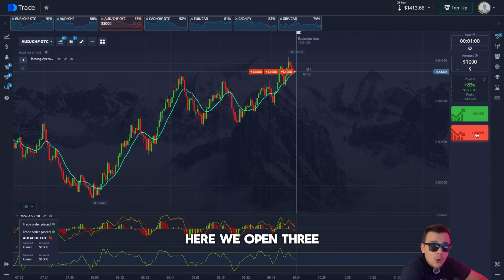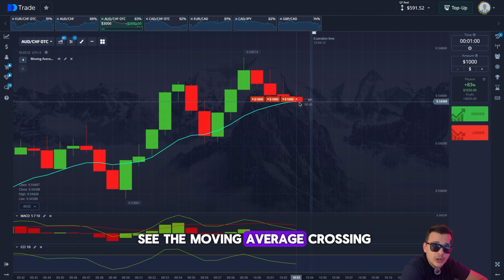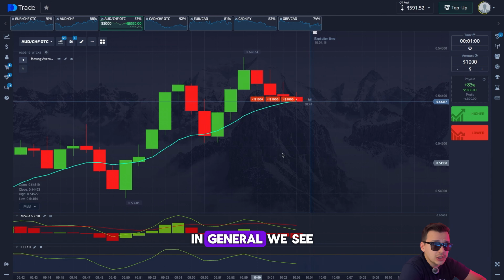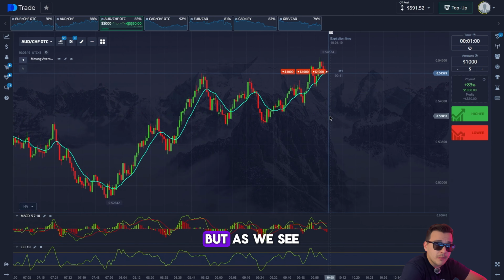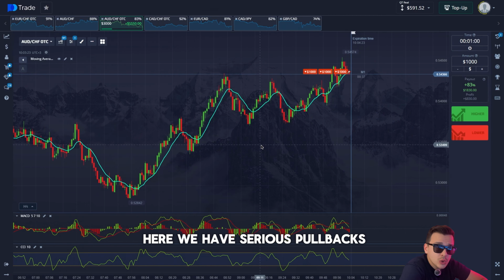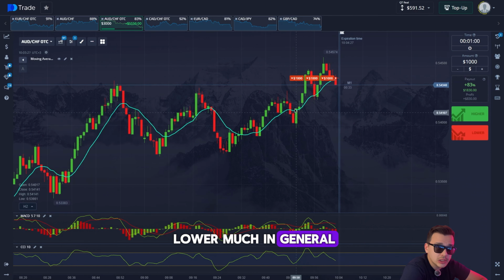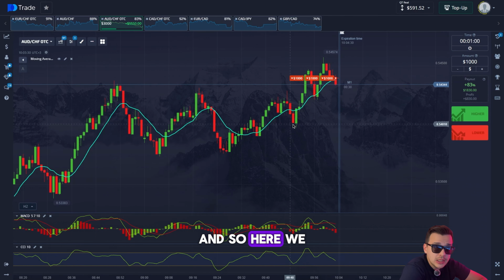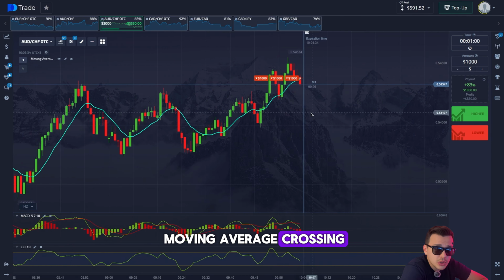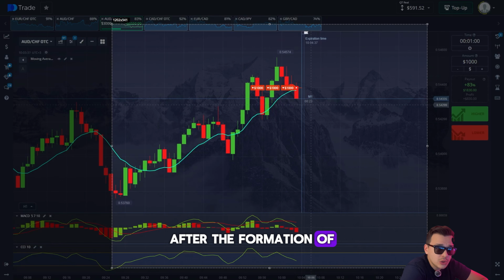And here we open three trades on the downside. As soon as we see the moving average crossing, we open on the signal. In general, we see upward momentum, but as we see, we have serious pullbacks. Such pullbacks go much lower in general, so here we also focus on that. We also see a moving average crossing from top to bottom after the formation of a new local high.